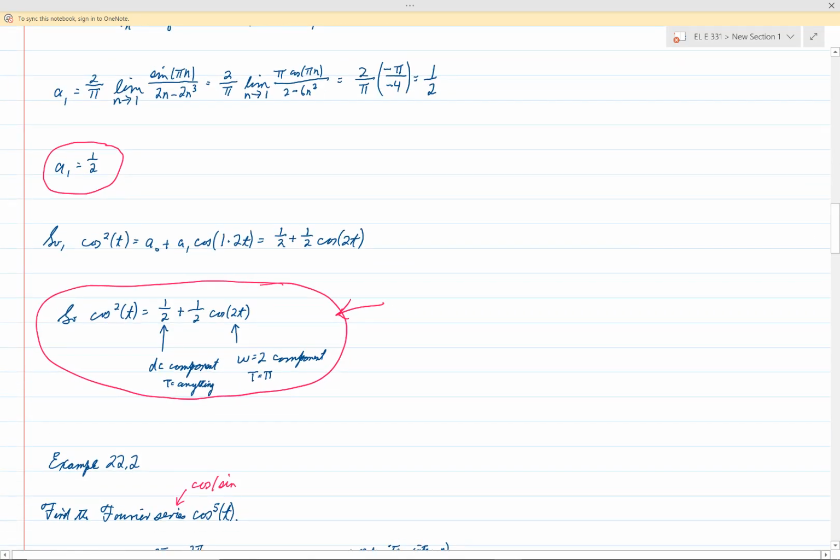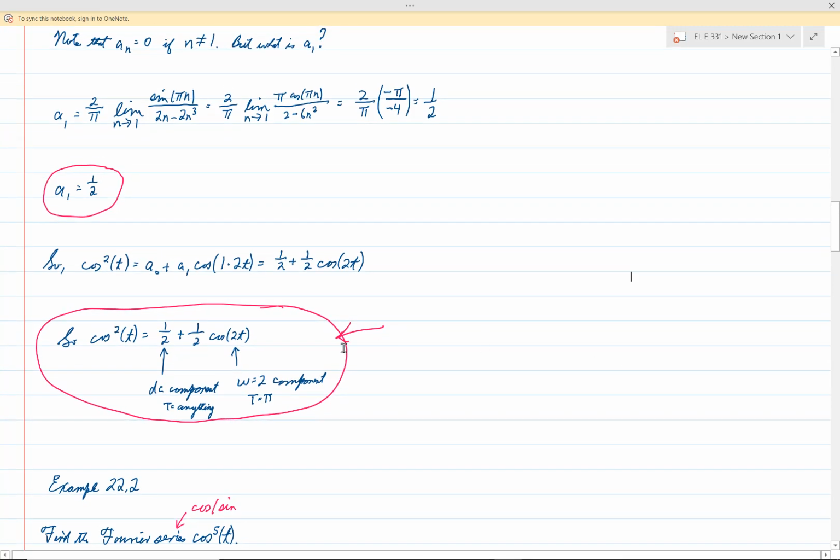And keep in mind as well that what the Fourier series is doing is telling us about the different frequency components of the function under consideration. So it's telling us that cosine squared t has a dc component, which is equal to 1/2, and then it also has this omega equals 2 component, which also has a magnitude of 1/2.